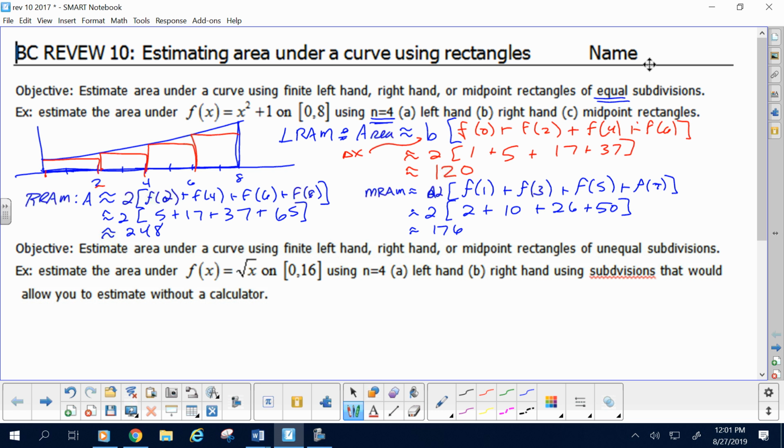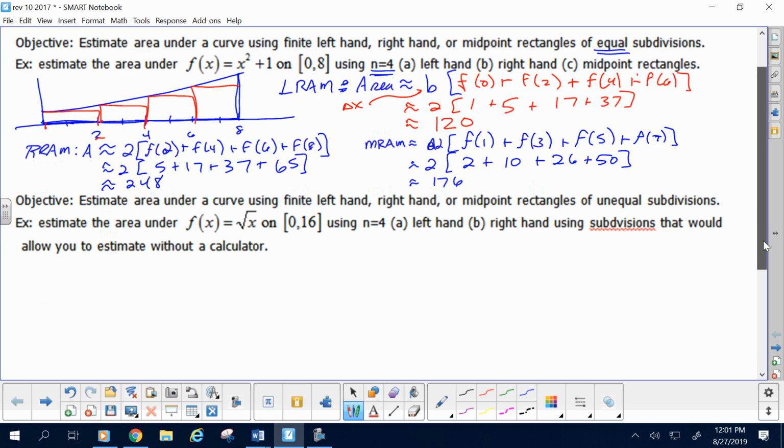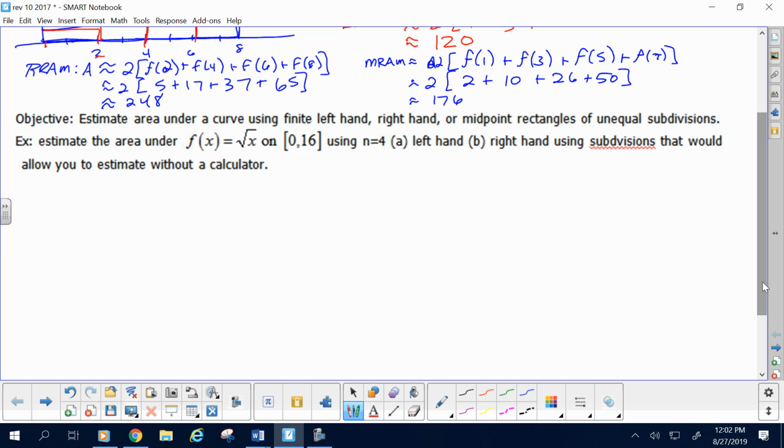Okay, so what's 76? Later on we'll talk about what's called Simpson's rule. Simpson's rule uses a blend of methods. It uses trapezoids and midpoint, a weighted average, and it gets doggone close. But we'll talk about that later. For now, that'll do.